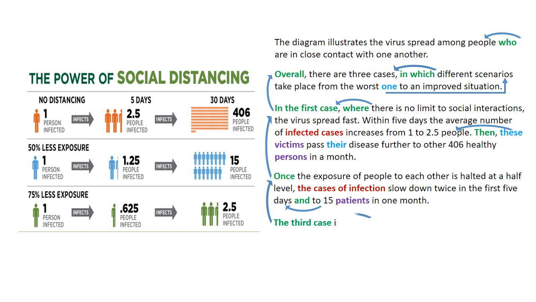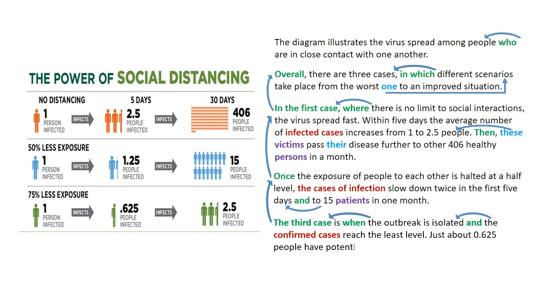The third case is when the outbreak is isolated and the confirmed cases reach the least level. Just about 0.625 people have potential to catch the virus from an infected person and to infect only 2.5 people monthly. Here, we can see the repeat of words that refer to the infection cases. These words are highlighted in red: infected cases, case of infection, and confirmed cases. By repeating the keyword again and again, I strengthen the same idea about infection throughout the text.